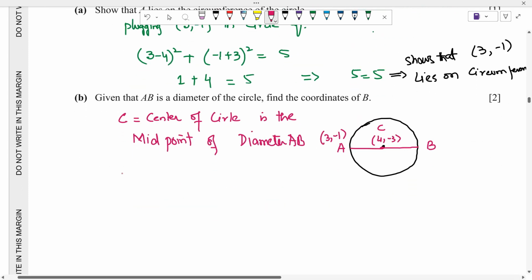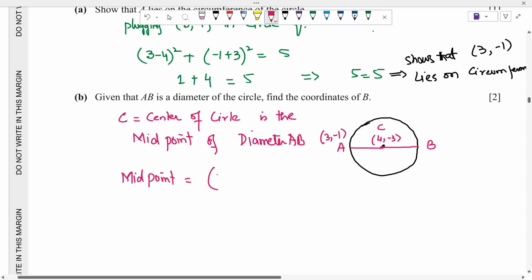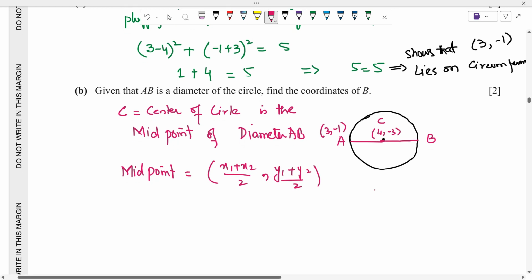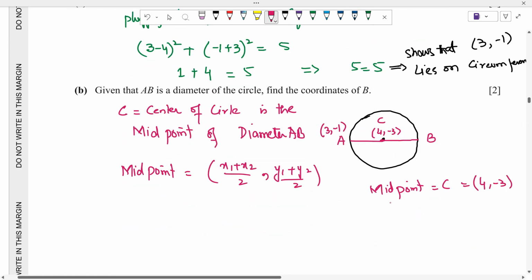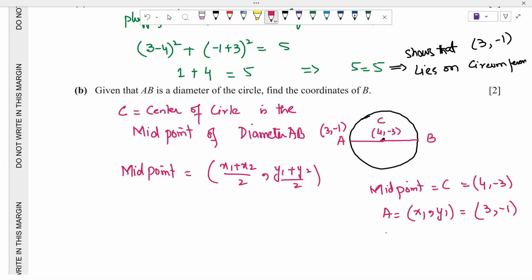So we know that midpoint is equal to (x1 plus x2) over 2 comma (y1 plus y2) over 2. In this case, midpoint is C, which is (4, -3), and A is equal to (x1, y1), which is (3, -1), and B is (x2, y2), which is unknown.